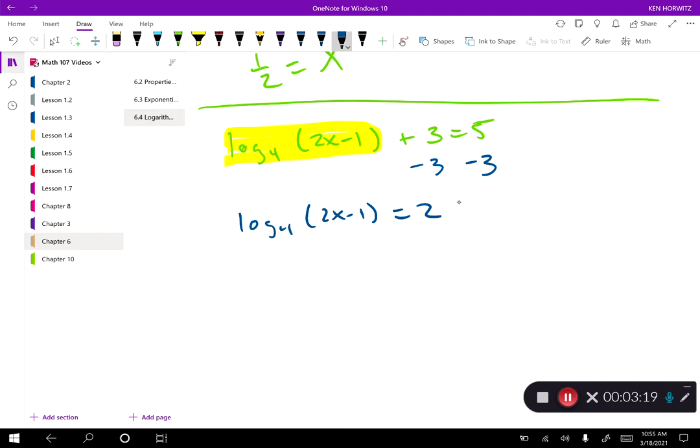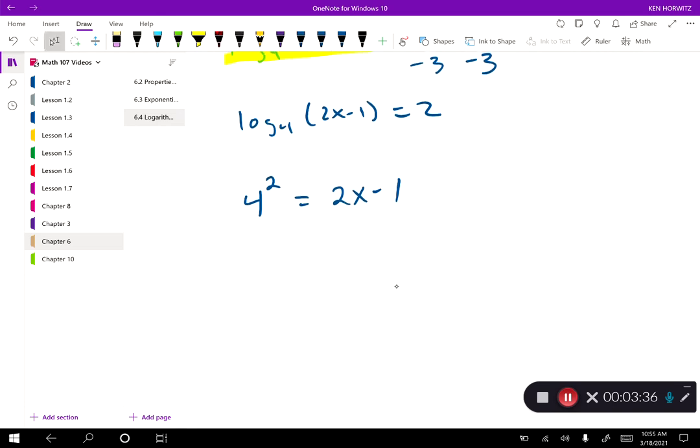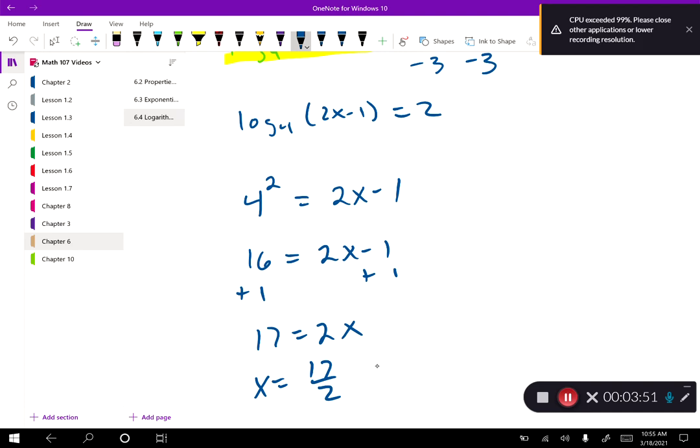And since now the logarithmic expression is isolated, we can change it to exponential form. So I have my base raised to my exponent, and it equals my argument. So 2x minus 1. 4 squared is 16 equals 2x minus 1. So I'm going to add 1. And I wind up with 17 equals 2x. And x equals 17 over 2. And you can leave your answer just like this.